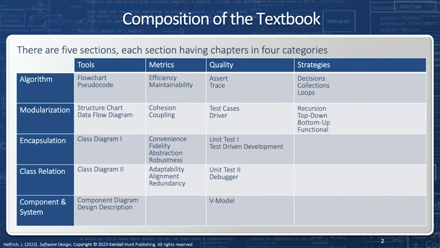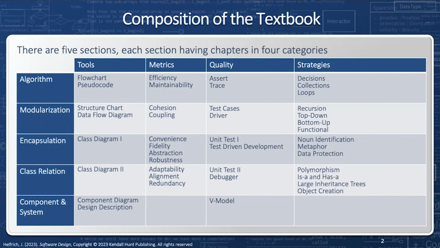At the modularization level, we talk about recursion, top-down design, bottom-up development, and bottom-up testing, as well as functional programming. At the encapsulation level, we talk about noun identification, like things like CRC cards, metaphors, and data protection.